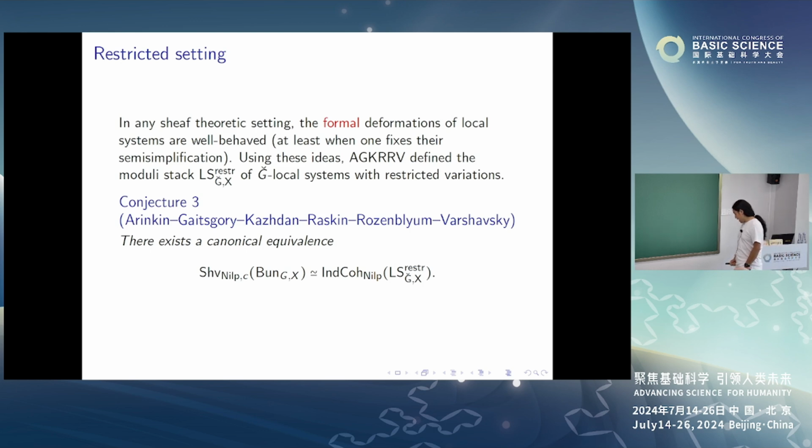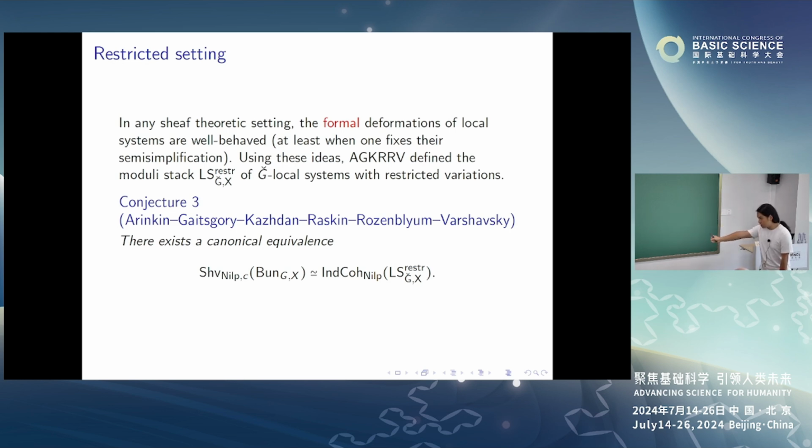Okay, now we turn to the last setting, which is the setting of ℓ-adic sheaves. As I said, we do not have a moduli stack of local systems in the ℓ-adic setting. However, you can consider the formal moduli problem. It behaves much better than the entire moduli problem. In other words, you only allow formal deformations of local systems. More precisely, you should fix their semisimplification. Using this idea, these authors define a certain thing called local systems with restricted variation, LocSys restricted. It works in any sheaf theory setting. If you want, you can imagine it as a formal scheme or formal stack, which is the formal completion at all points inside the actual moduli problem LocSys. It is not precisely that, but you can imagine it to be that.